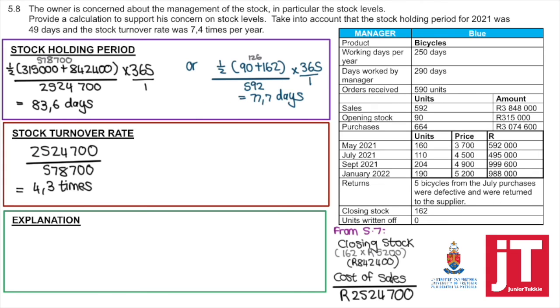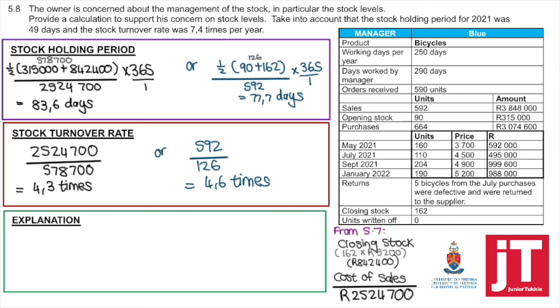To calculate the stock turnover rate, we now have to use the cost of sales divided by the average stock, which means that it's 4,3 times per year. If we use units, we have to take the number of units that we sold divided by the average stock, and that equals 4,6 times.